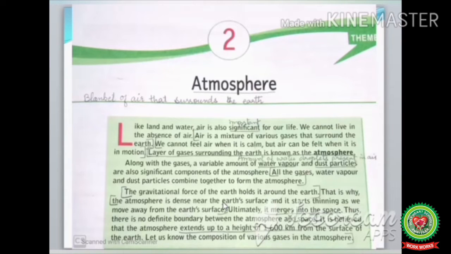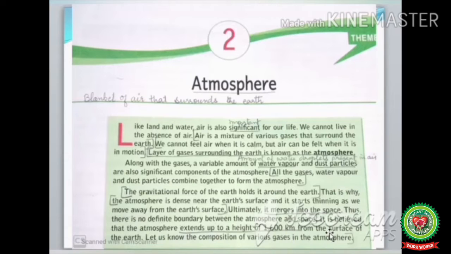That's why mountain climbers or mountaineers carry oxygen cylinders when they climb over the mountain, because the air is denser near the Earth's surface and it starts thinning as we move away from the Earth's surface. There is no limit where the atmosphere ends. There is no definite boundary between the atmosphere and the space. It is believed that the atmosphere extends up to the height of 1600 km from the surface of the Earth.